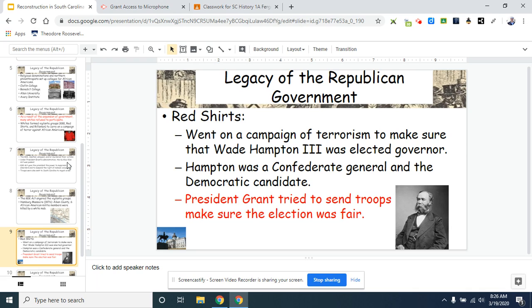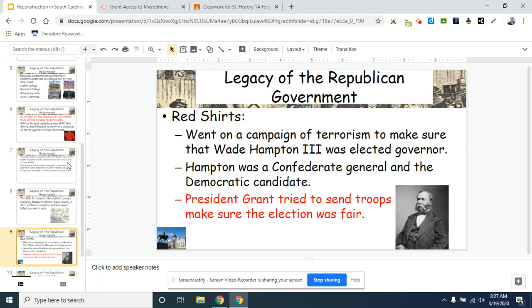So let's talk about the red shirts. The red shirts went on a campaign of terrorism to make sure that Wade Hampton III was elected governor. They wanted one of the old guard to be the governor. They wanted someone who remembered the old white aristocratic style system where there were elites in charge that were people of wealth and money, and they didn't want some new radical person to get in there that was going to change things up too much. And so Hampton had been a Confederate general, and he was the Southern Democratic candidate for governor.